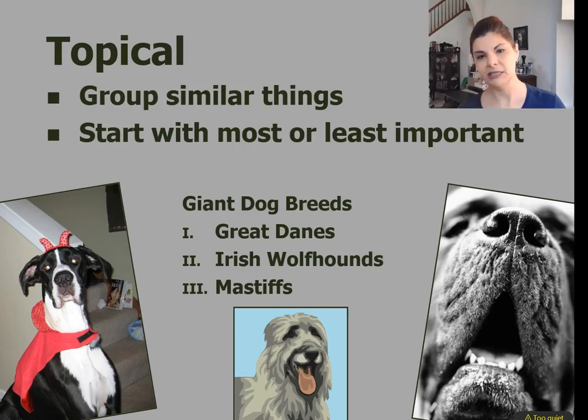The other way to do it is to start with the least important and create anticipation and climax by providing more and more important information as you get to the end of the speech. I have a speech here about giant dog breeds. Even though I'm a cat lady, I do like dogs too. This was our Great Dane Freya, and one of the giant dog breeds out there is the Great Danes. Irish Wolfhounds are cool too, and so are Mastiffs. But perhaps I just want to discuss those three.